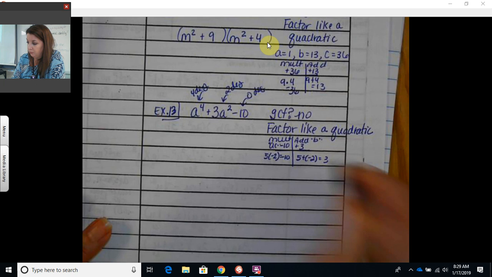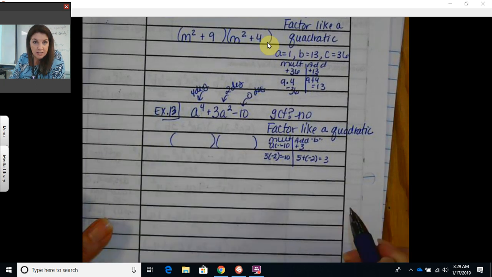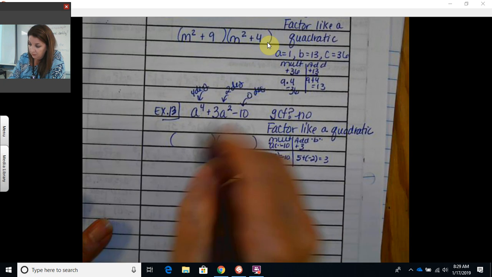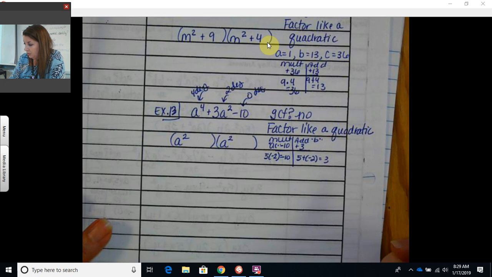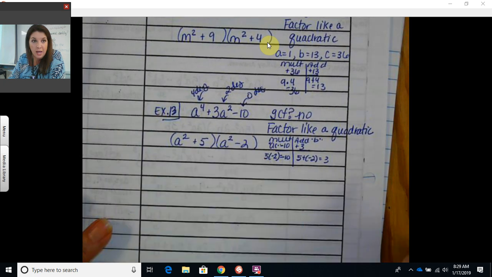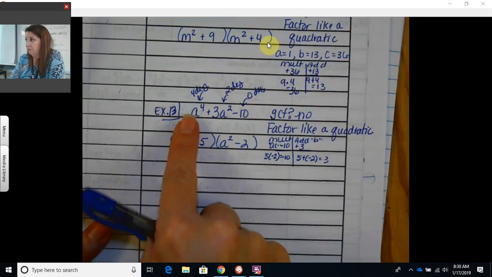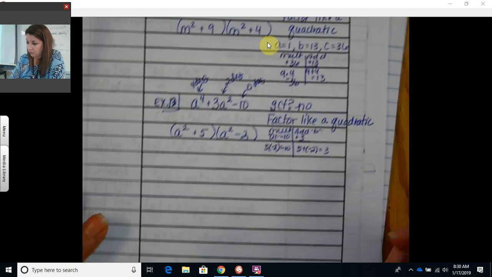Perfect. So 2 sets of parentheses. This time, what's going to be my first term in each set? A squared. And then I'll put a plus 5 and a minus 2. Do I need to divide inside? No, we didn't write A, B, and C out, but A was 1, right? One more.